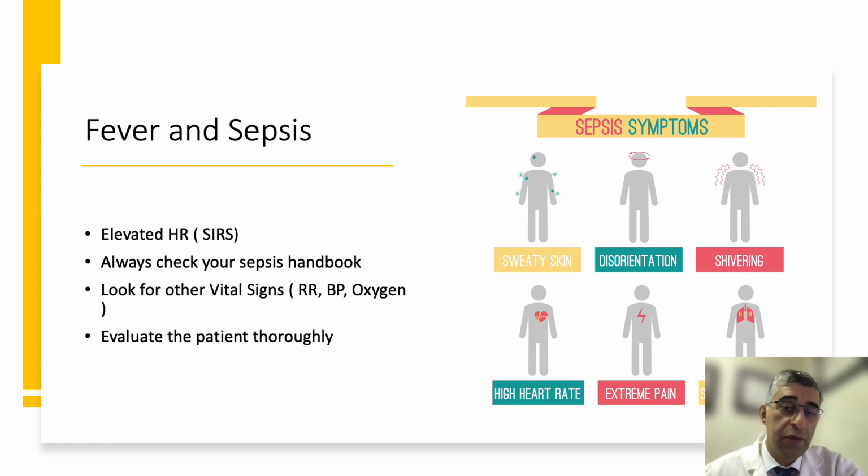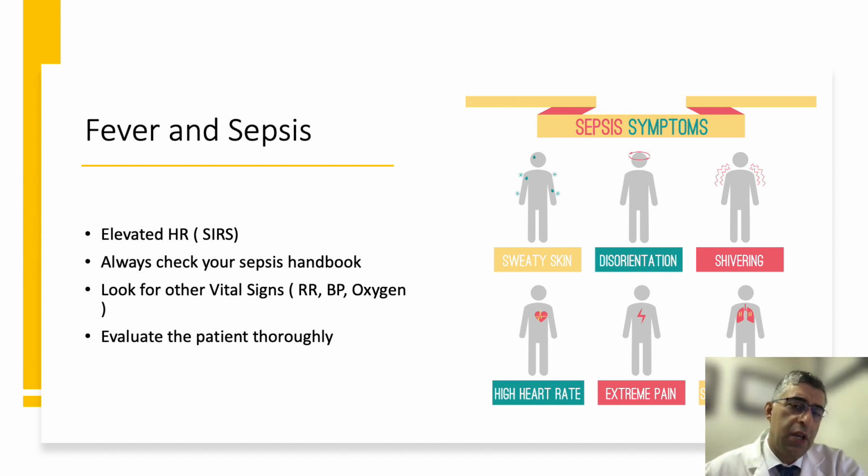One of the first things that you should always think about is sepsis. There's a high possibility that your patient is septic or having an infection somewhere, in the urine, stool, somewhere. This is another topic that we're going to cover, SIRS, or systemic inflammatory response syndrome. But always look at your sepsis handbook, always look at your other vital signs. Should we check the blood pressure at the same time, which may be low? Should we check the respiratory rate, which may be fast? Should we check the oxygen rate, which may be down?